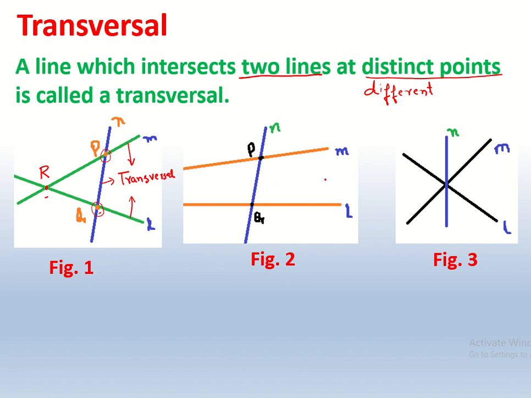Now in figure 2, we again have two lines L and M, and another line N which is intersecting these two lines at different points. One is P, another is Q. So we can say N is a transversal.